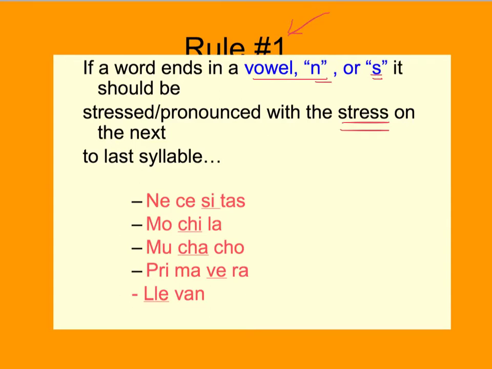So if we look at this list of simple words that you've seen before, they're broken out into syllables, and you'll notice that they all end in either a vowel, the letter N, or the letter S. In pronouncing necesitas, you should be able to hear that the stress is falling on the next to the last syllable. Mochila, muchacho, primavera, llevan. Examples of words that are pronounced with no need for accent marks, following this rule about how to pronounce words that end in vowel, N, or S.